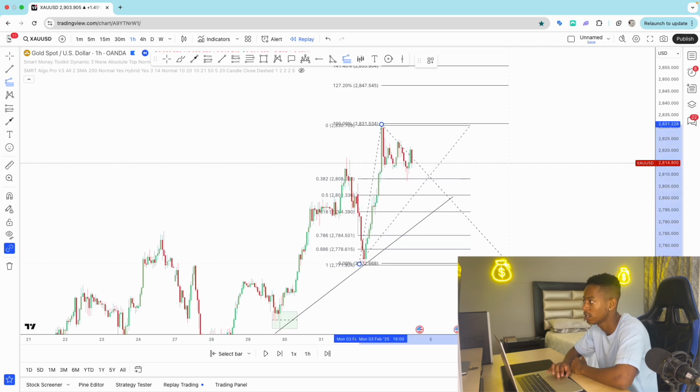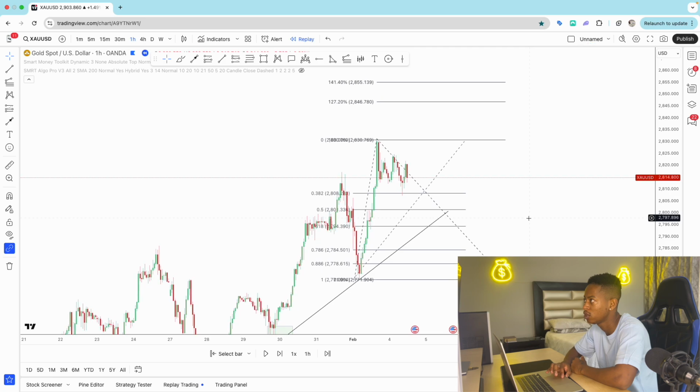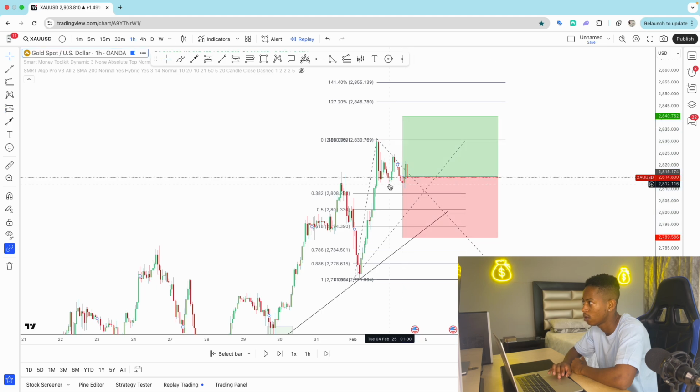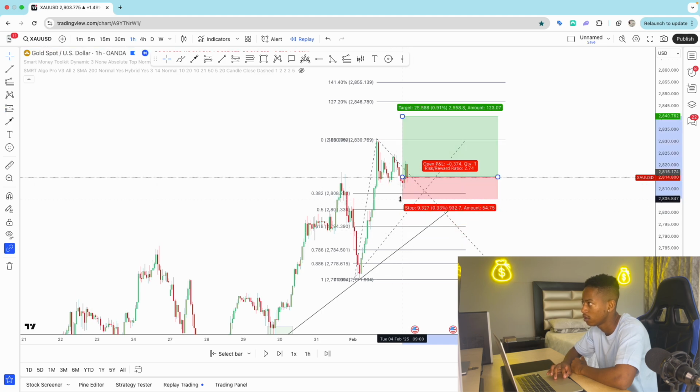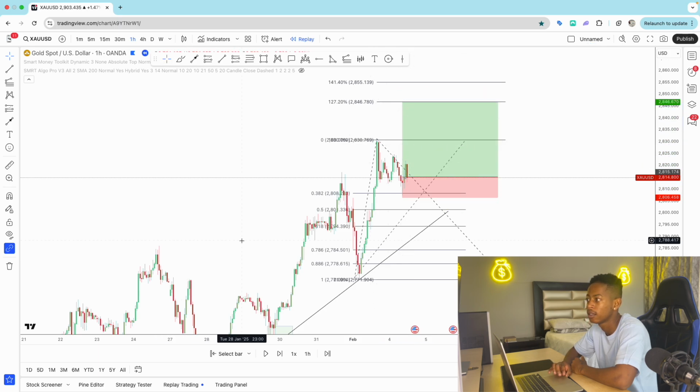for target purposes, I'd be able to just use this Fibonacci tool. Then I'll be coming all the way up to 127. Let's just take a look at this engulfing once it closes. This is more like a risky type of entry, and then boom, let's just see.